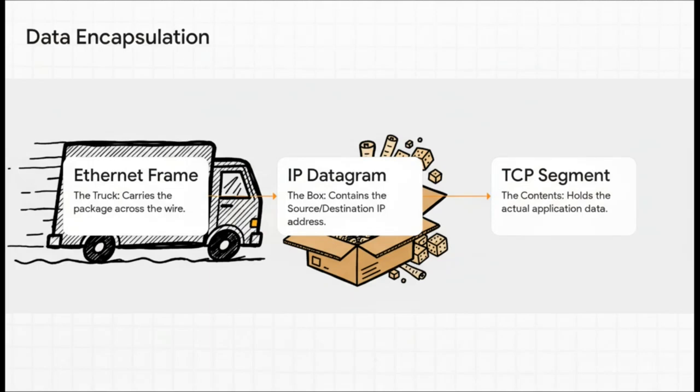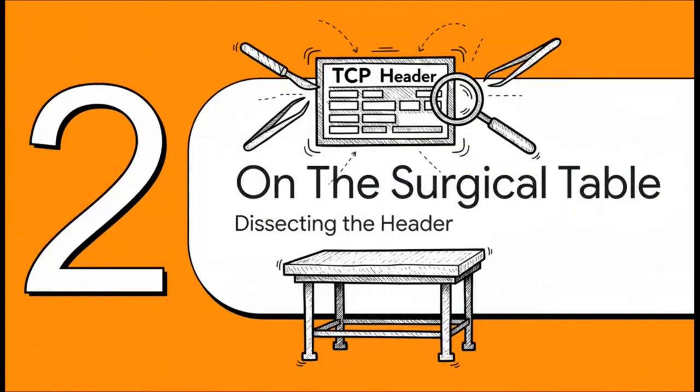So, let's break that down. The biggest, outermost doll is the Ethernet frame. Think of it as the delivery truck that carries everything across your local network. Then, inside that truck, you've got the IP datagram. That's the cardboard box with the main shipping label on it. And finally, when you open that box, you find what we're looking for, the TCP segment. That's the actual contents.